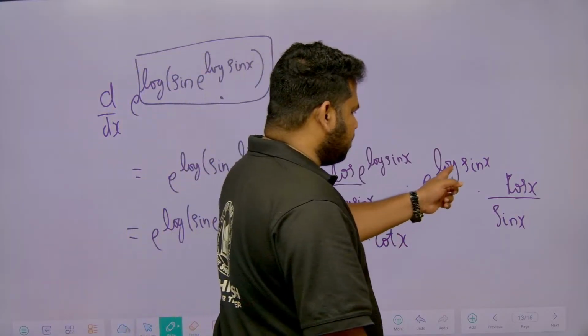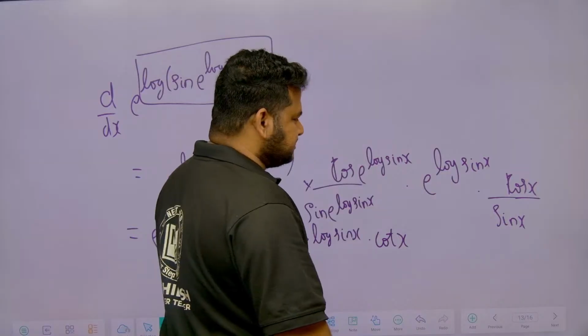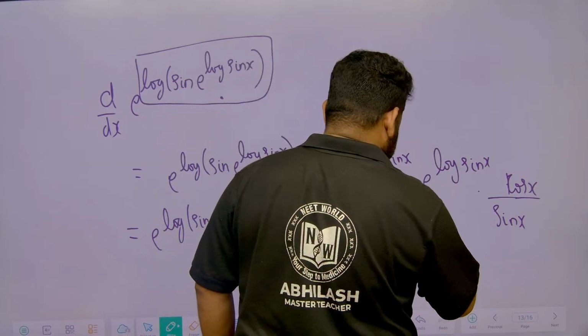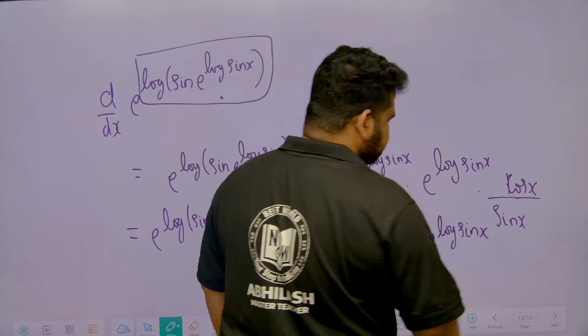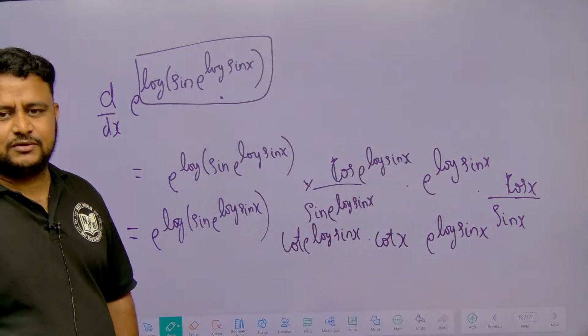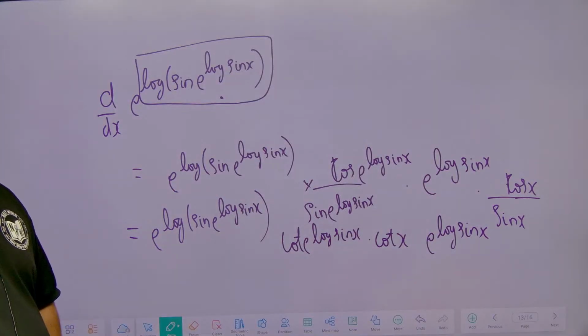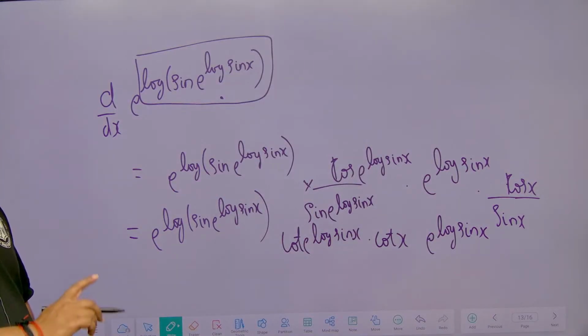Now e power log sin x is there. You keep e power log sin x as it is. That's it. This is what we can do. Clear? But still more we can simplify.